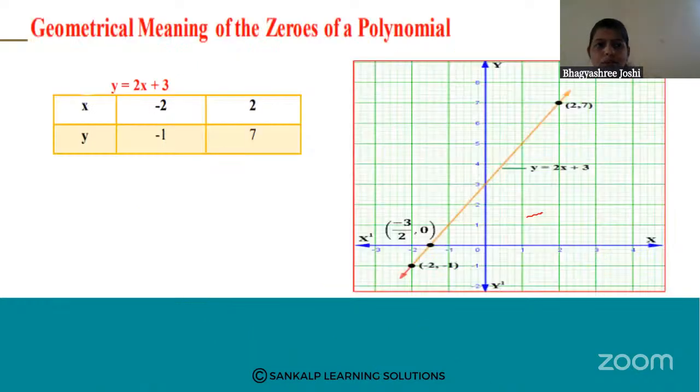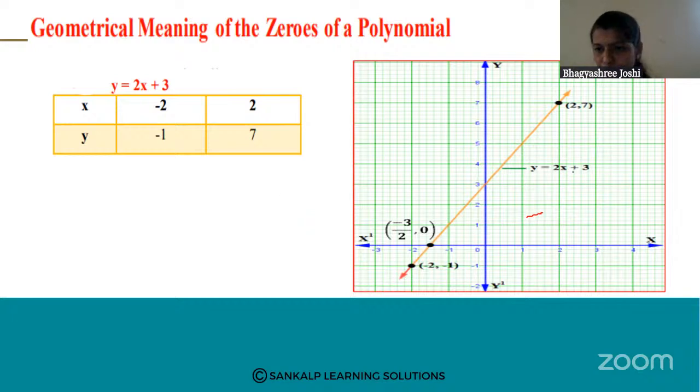So we'll move to next concept, that is geometrical meaning of the zeros of a polynomial. Yes, in this chapter, only zeros of the polynomial. So here we are finding zeros by using geometrical method. Geometrical method means what? Plotting the graph. Here we considered one linear polynomial. Okay. So 2x plus 3. The highest degree of x is 1. Therefore, it is a polynomial.